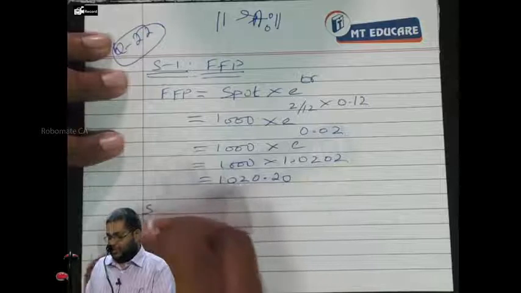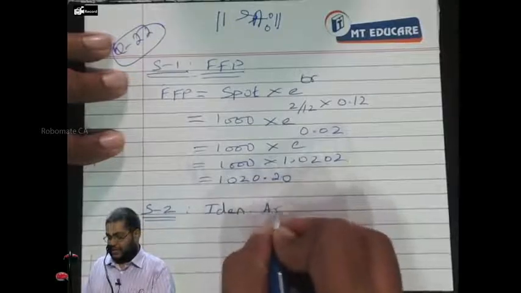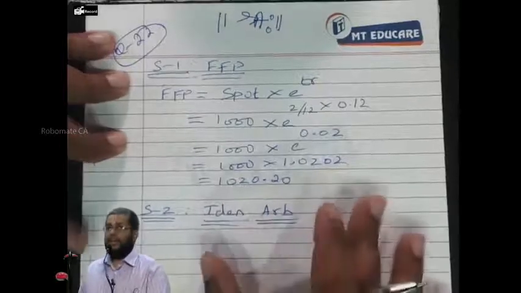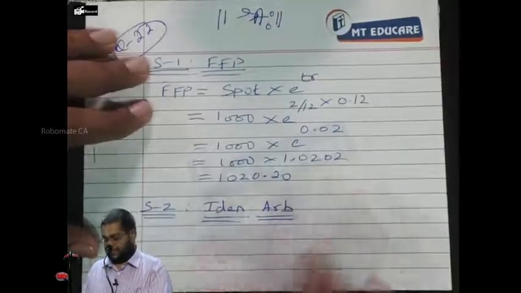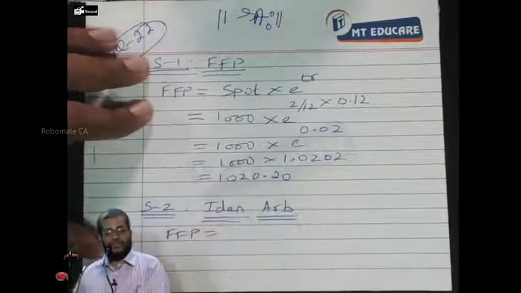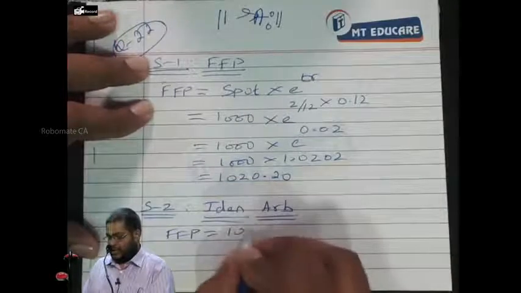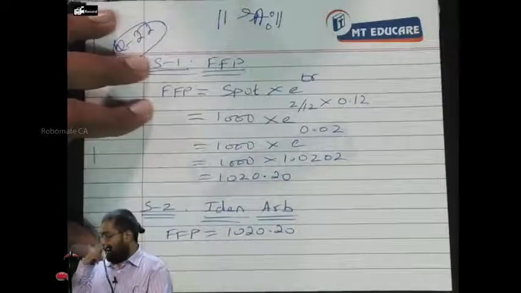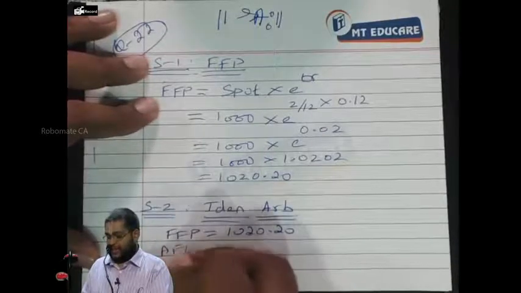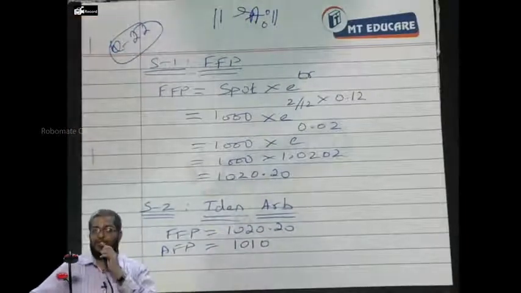Step number 2, identification of arbitrage. Write along with me, fair futures price is equal to how much rupees? 1020.20. Fair futures price is 1020.20. Next is actual futures price is equal to how much? 1010. Actual futures price is 1010.